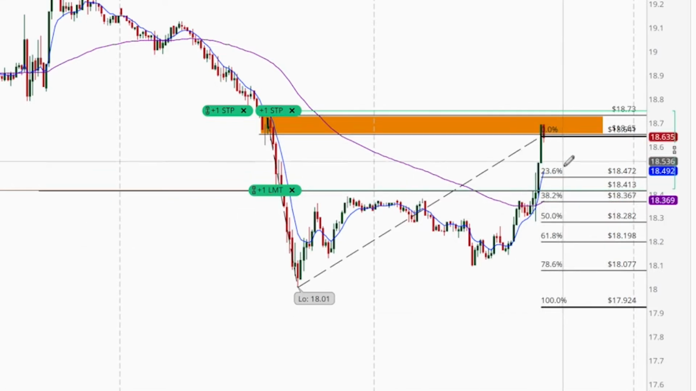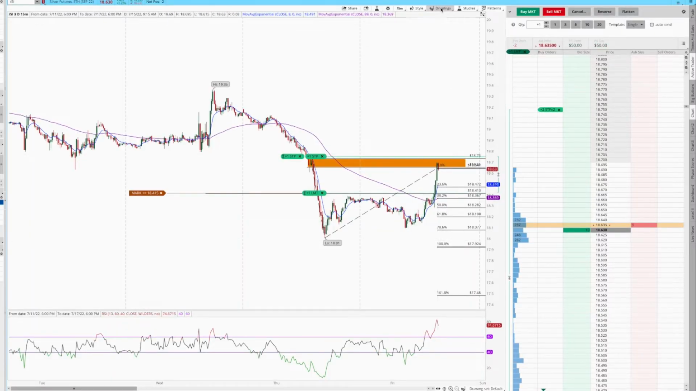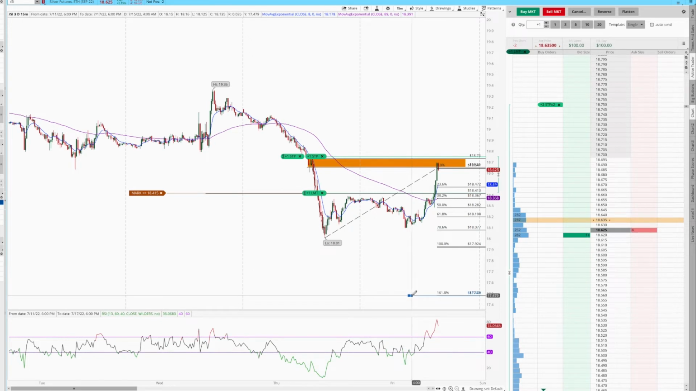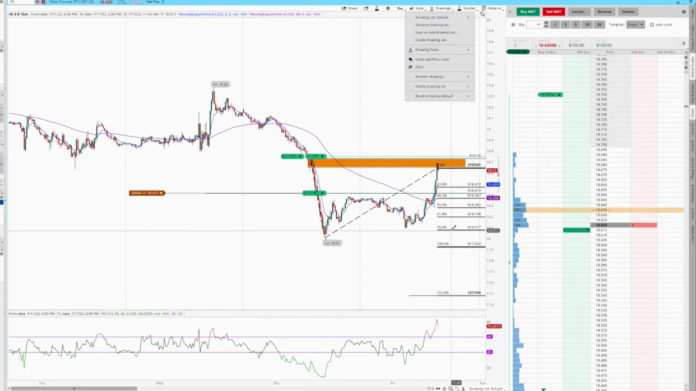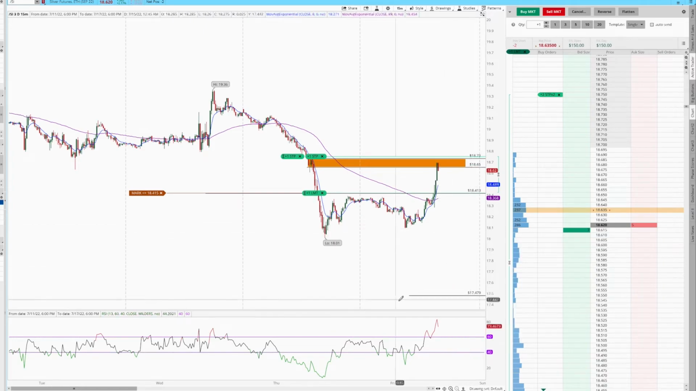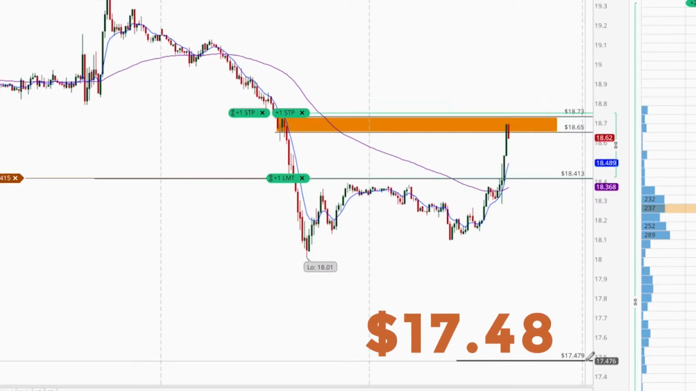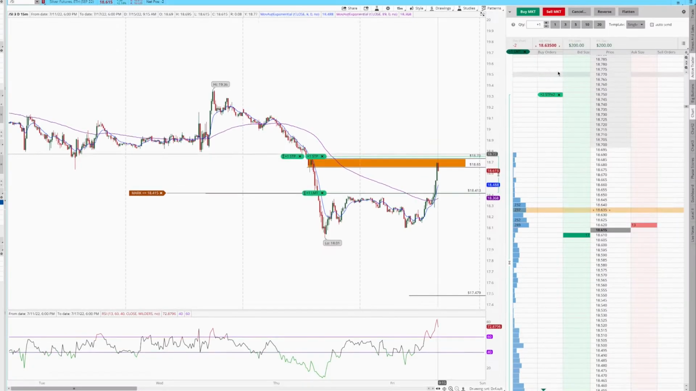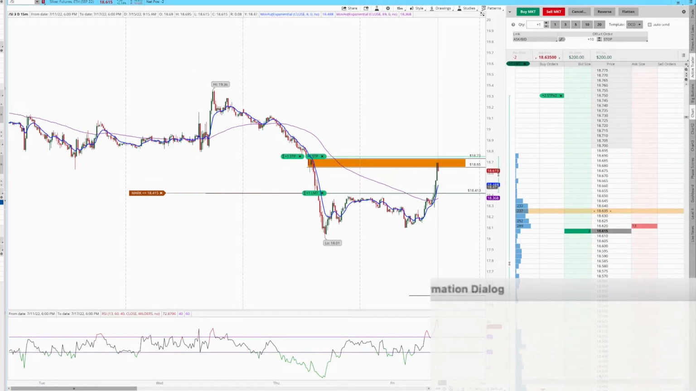But price obviously could come screaming down, and what we want to do is come in here and change my target to the 160. Whoops. Oh, there, it did go through. Okay, sorry. 17.48 basically, right? So I'm going to go ahead and enter a new OCO doing that.